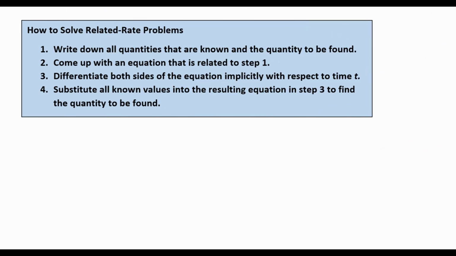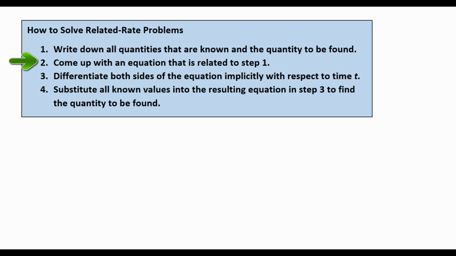So here is how to solve related rate problems. First, write down all quantities that are known and the quantity to be found. So that's what you identify. Find out what the problem gave you and what they're asking you to find.